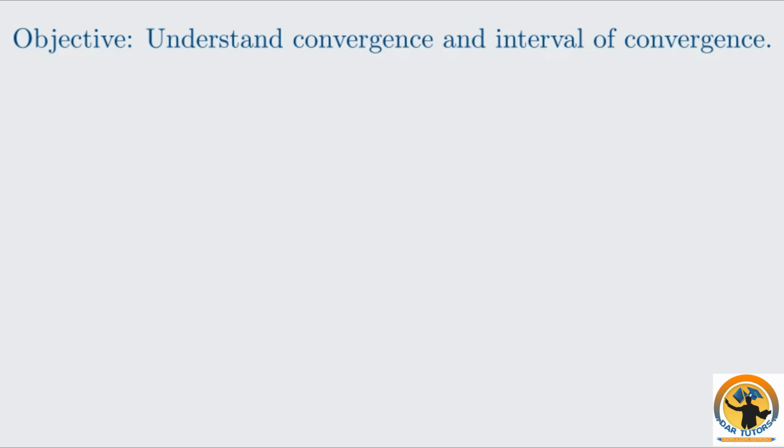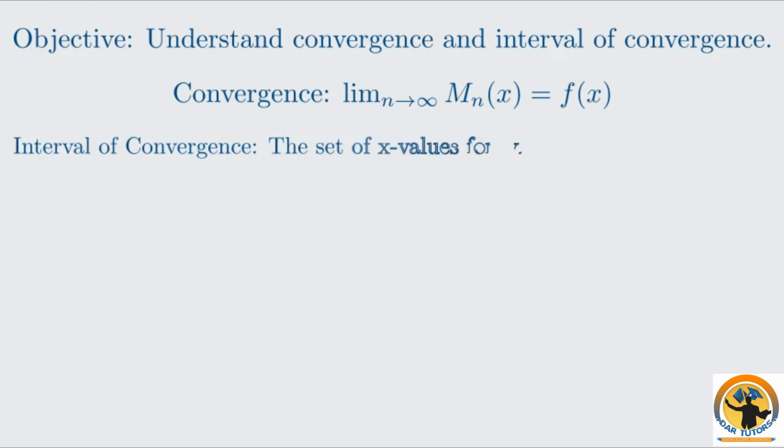The infinite Maclaurin series for a function f of x converges for a value of x if the limit of the nth degree polynomial M sub n of x, as n approaches infinity, is equal to the function's value f of x. In other words, as we add more and more terms to the polynomial, it must get closer and closer to the actual function value. The set of all x values for which the series converges is called the interval of convergence. This interval always includes x equals 0, because at x equals 0, the polynomial M sub n of 0 is always equal to f of 0, regardless of n.